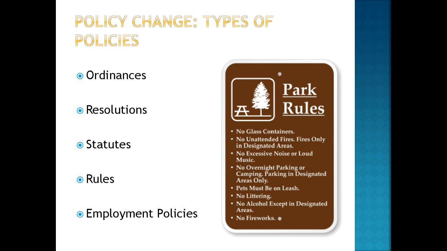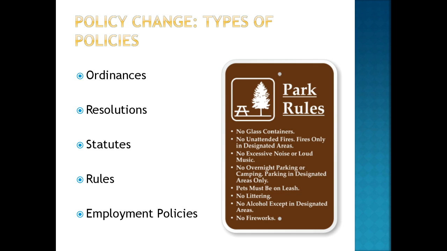Along with that, there are different types of policies. Governments can pass different types of policies depending on the level of government and the action they want to put with it. There are ordinances, resolutions, and statutes, and those are generally passed by some sort of governmental body. Ordinances are something you generally see for local government, while statutes are often passed by state and federal governments. And those are all things that we generally refer to as laws.